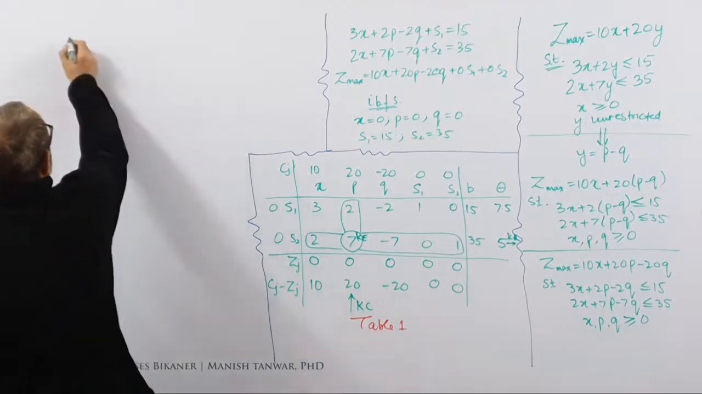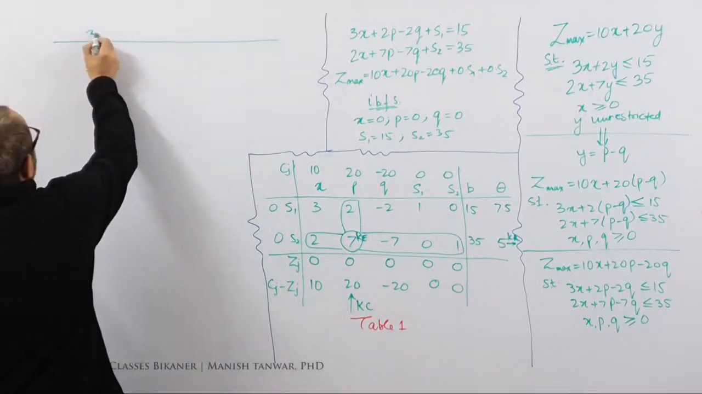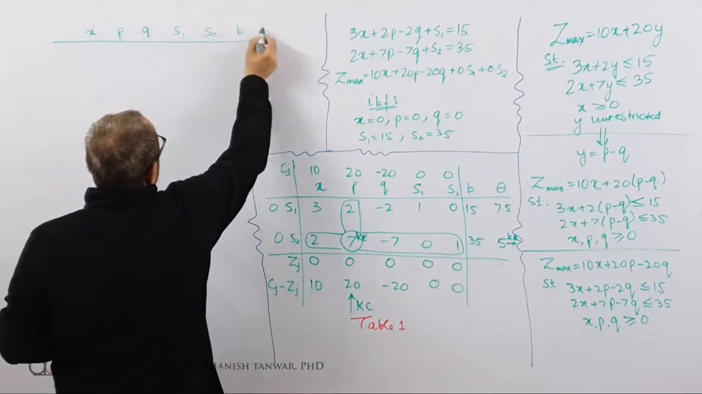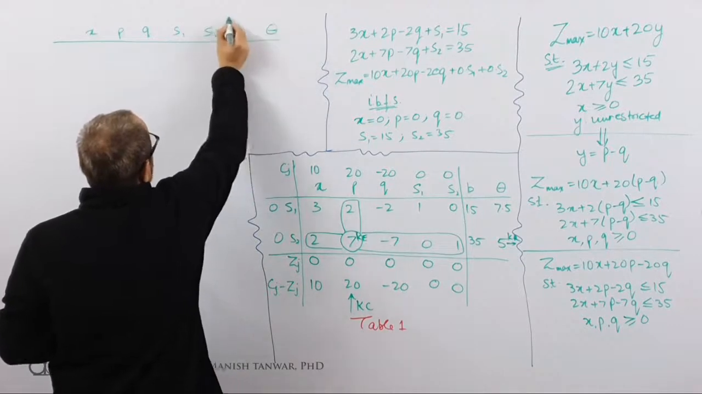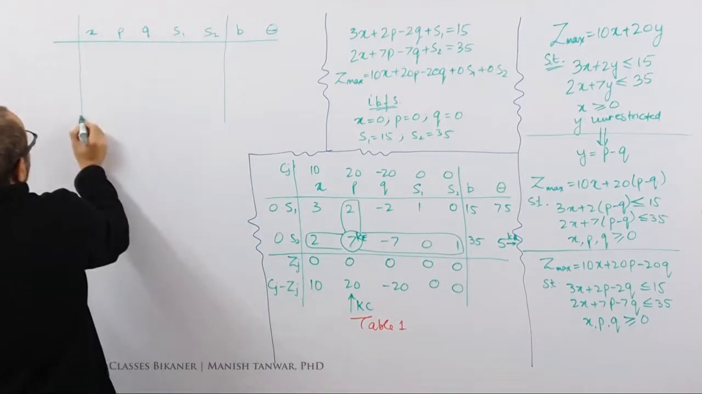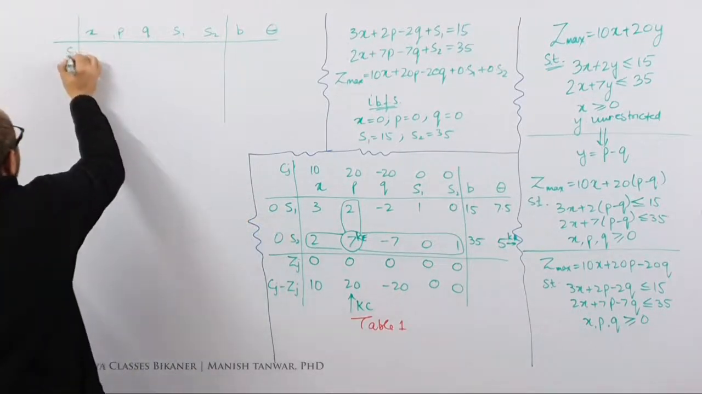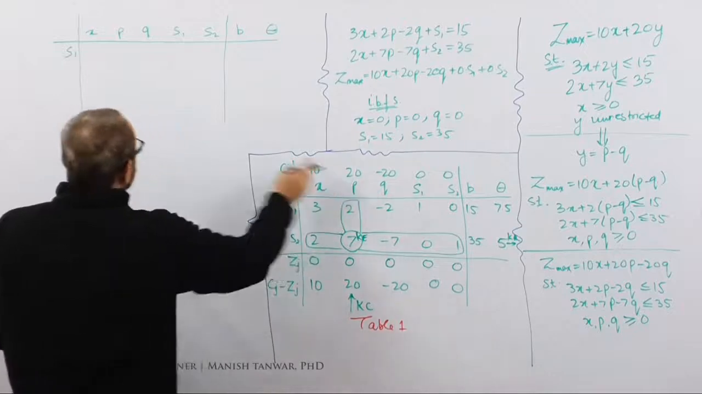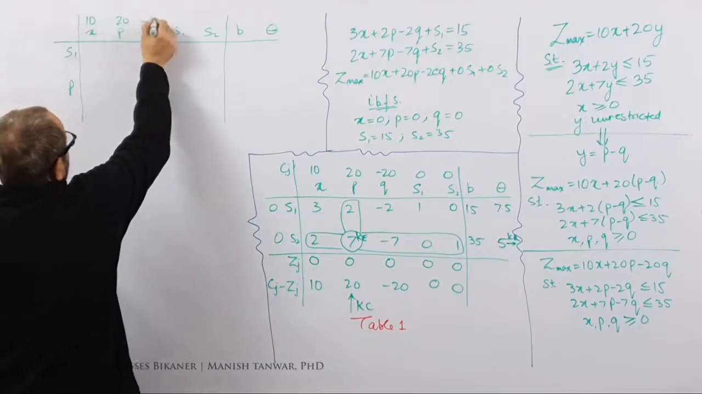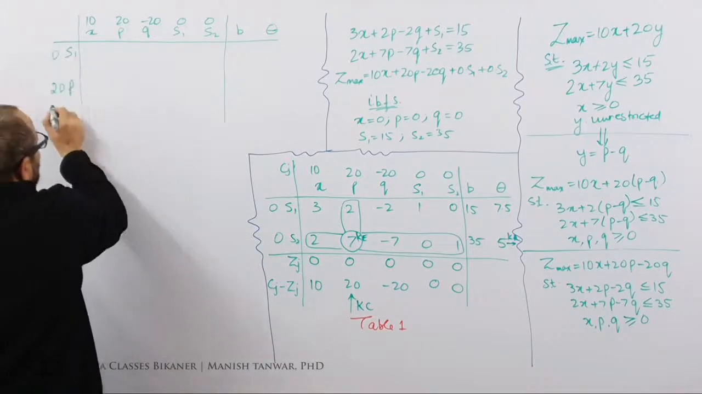Next table we can prepare over here: X, P, Q, S1, S2, B and theta. S2 is moving out, so S1 is still sitting over here only. Instead P is coming in. Their contributions are 10, 20, minus 20, 0 and 0. So, P is contributing 20, S1 is contributing 0.